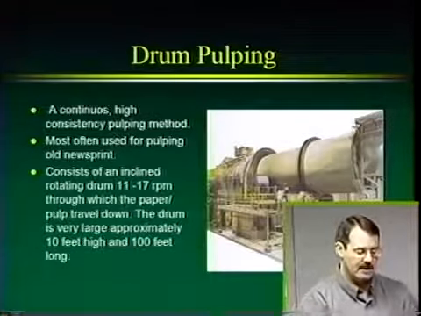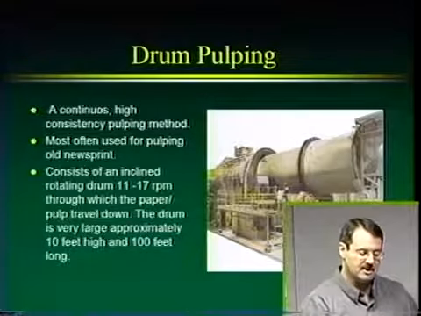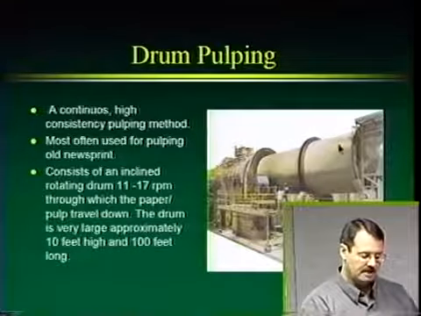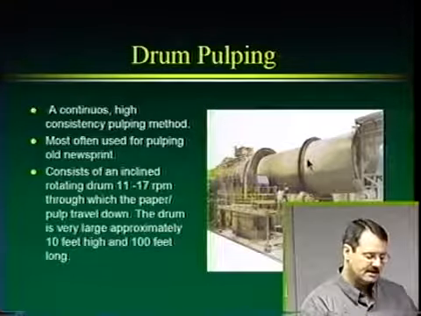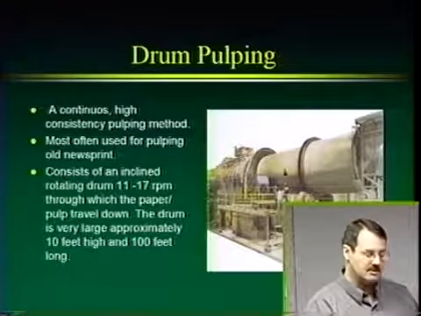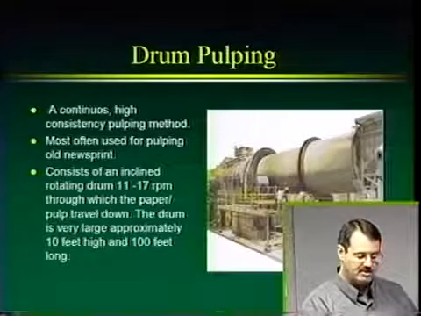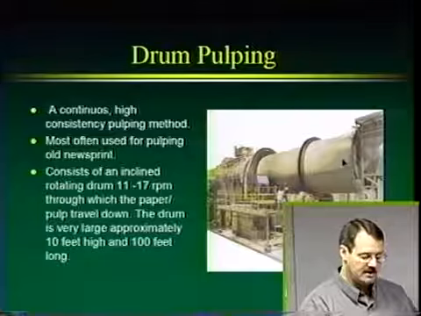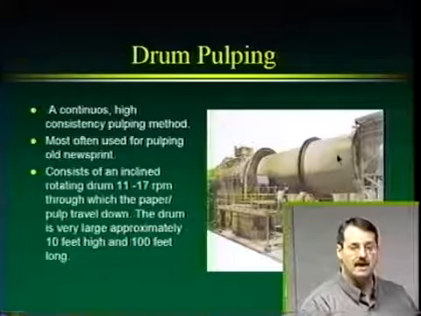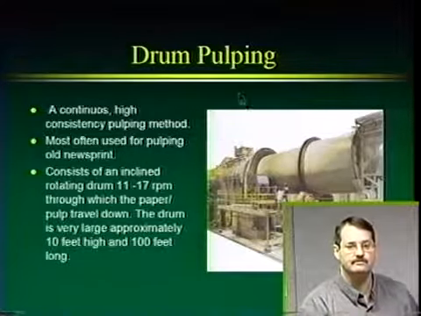Okay. Now, the drum pulper is very much like a lime kiln in looks. It's an inclined rotating drum. It rotates at 11 to 17 RPMs as a general range. The paper is put in one end, and the drum is very large. It's approximately 10 feet high and 100 feet long.